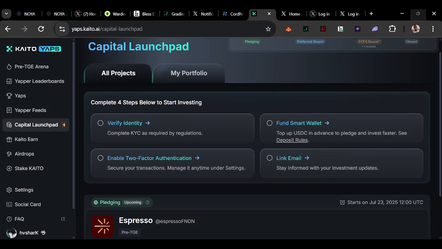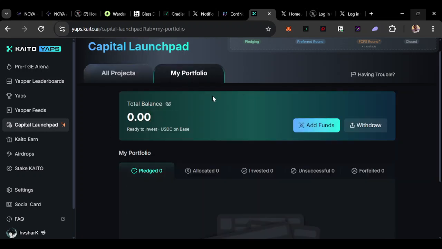But before we go into that, you first have to make sure that you have verified your KYC, you have your two-factor set up, you have your email linked, and you top up your smart wallet, and so on and so forth. You can go to Portfolio here and see your portfolio. I have not topped up my smart wallet, which I am going to do really soon, as soon as I'm done with this video.